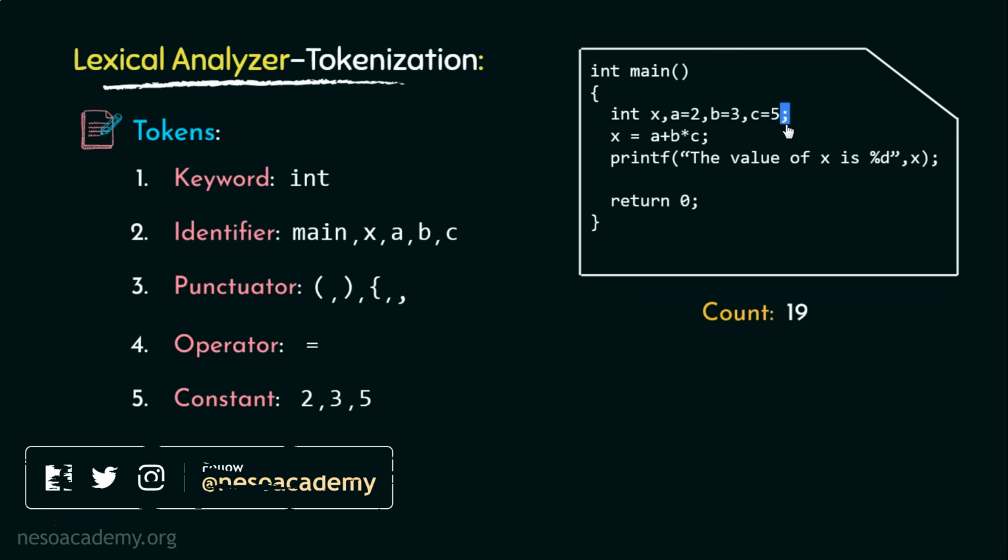Now this semicolon is the statement terminator. This one falls under the punctuated token category. So now the count of tokens becomes 20.